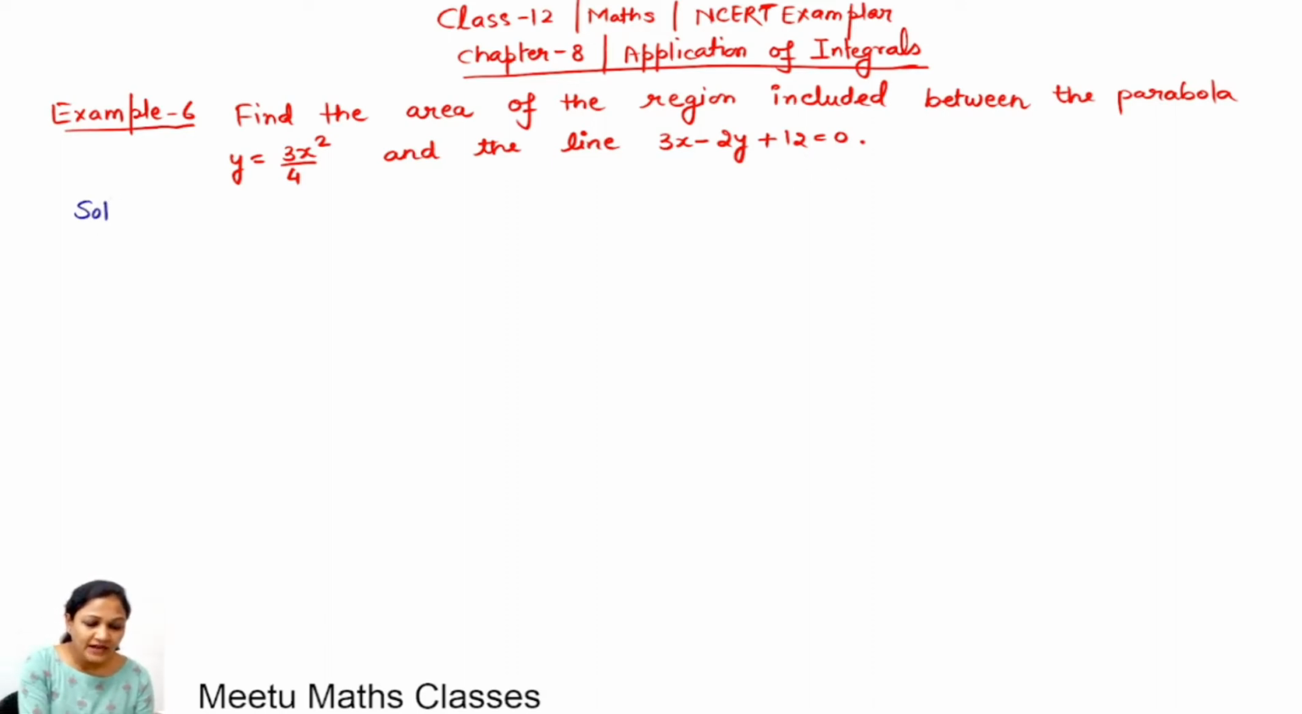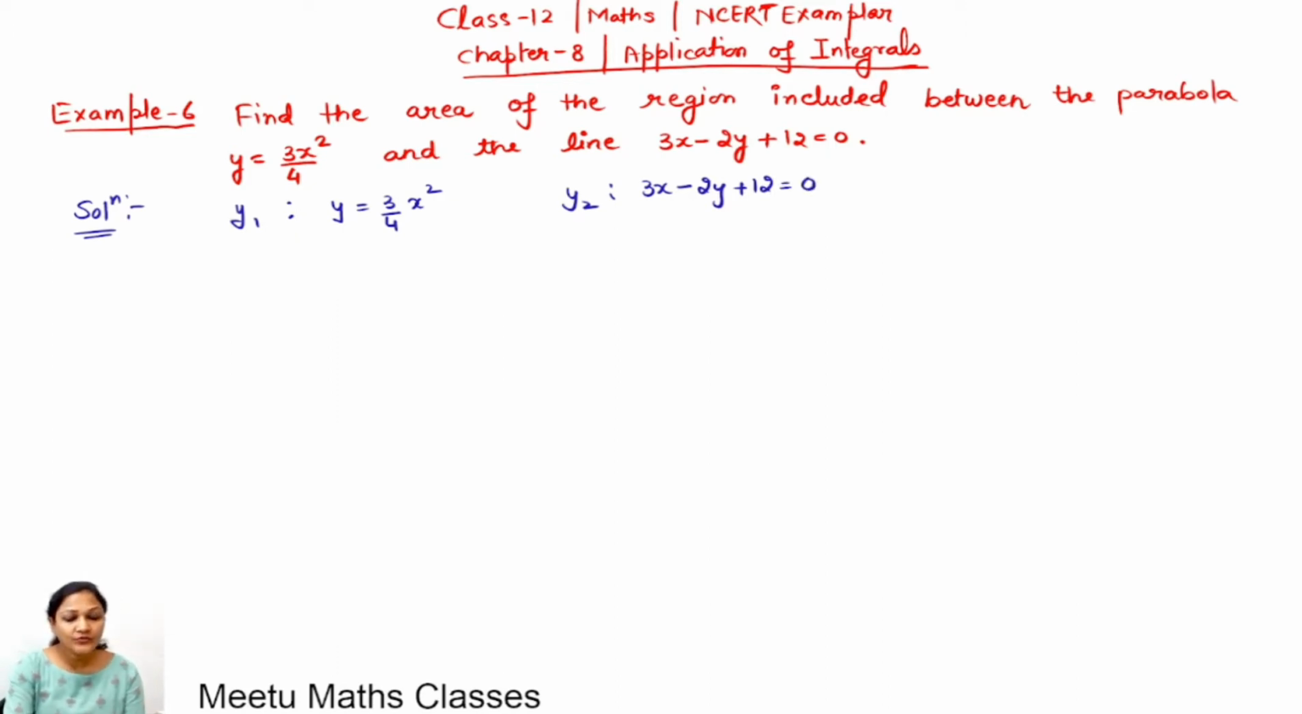So, to find the area bounded by these two curves, let us take your first curve y1 as y equals 3 by 4 x square and y2 as your second curve, that is 3x minus 2y plus 12 equals 0. Now to find the point of intersection of these two curves, we are going to solve them. So y equals this. In the second equation, we can substitute the value of y, 3 by 4 x square plus 12 equals 0.